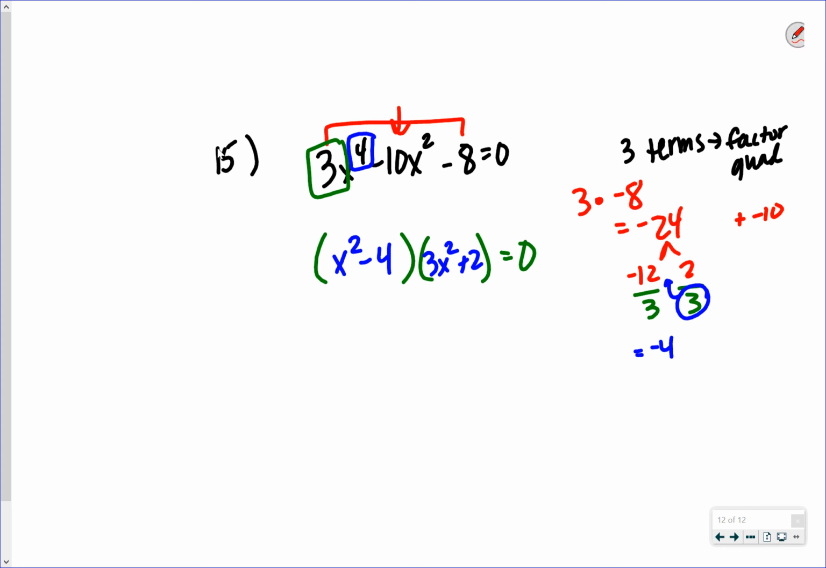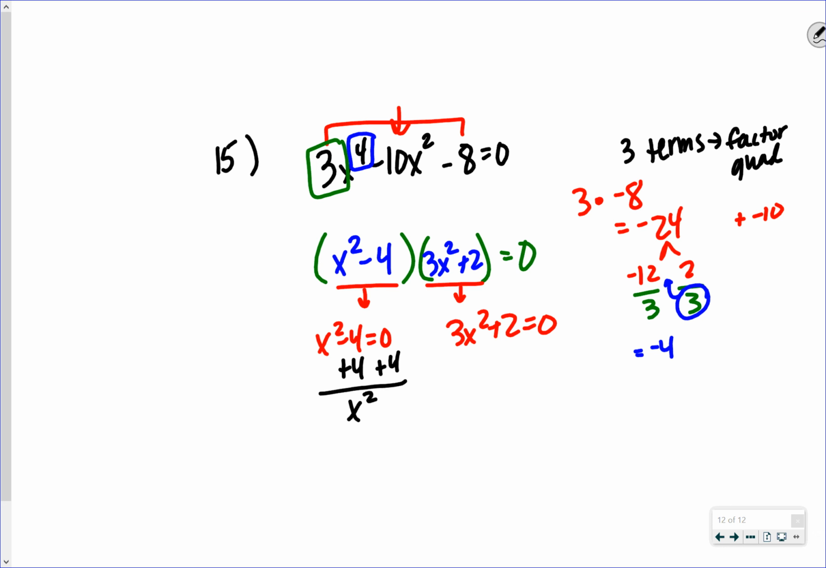Now set each factor equal to 0. x squared minus 4 equals 0. 3x squared plus 2 equals 0. Add 4 to both sides. x squared equals 4, square root. Do not forget to put plus and minus out front. Square root of 4 is 2, but you still need the plus or minus.